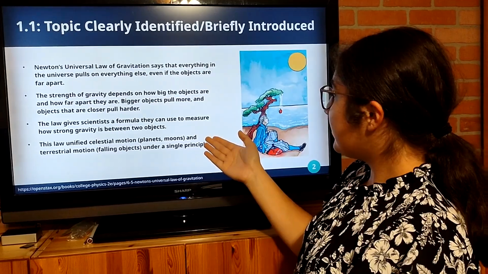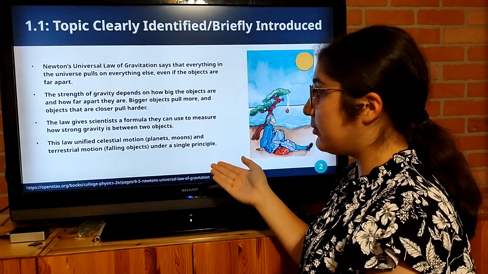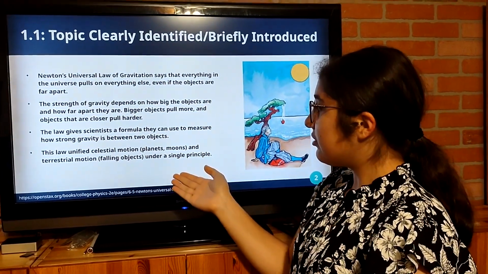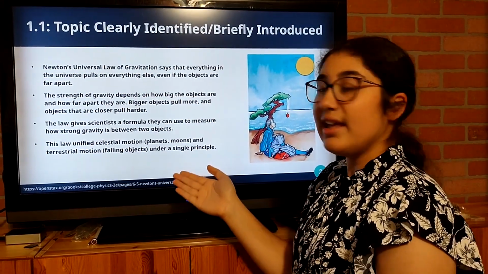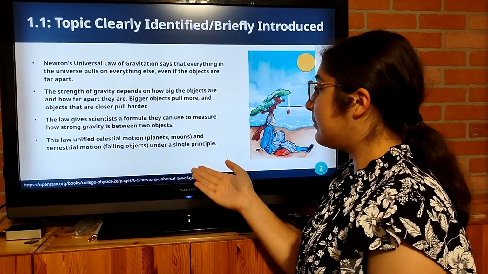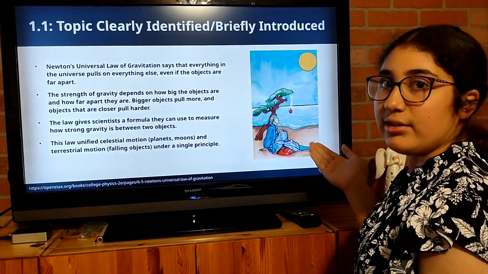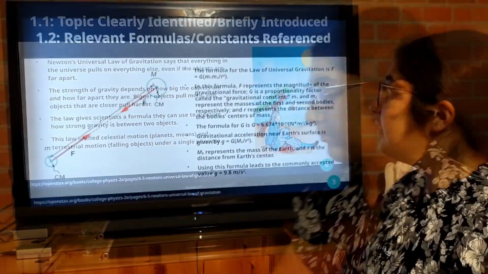So the law gives scientists a formula they can use to measure how strong gravity is between two objects. Newton's law of universal gravitation unifies celestial motion of planets and moons and terrestrial motion of falling objects under a single principle. So there's the story that Newton was inspired by the apple falling, and there's a picture depicting that.